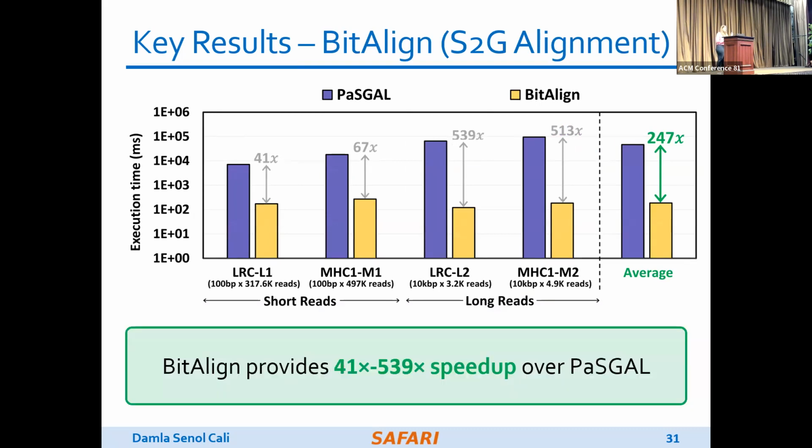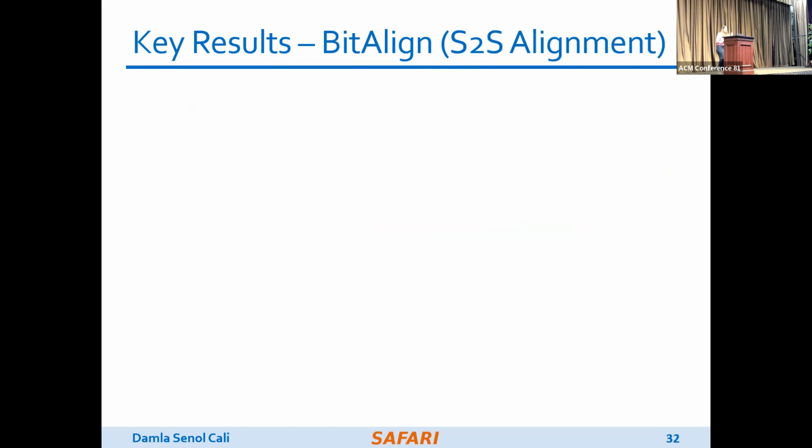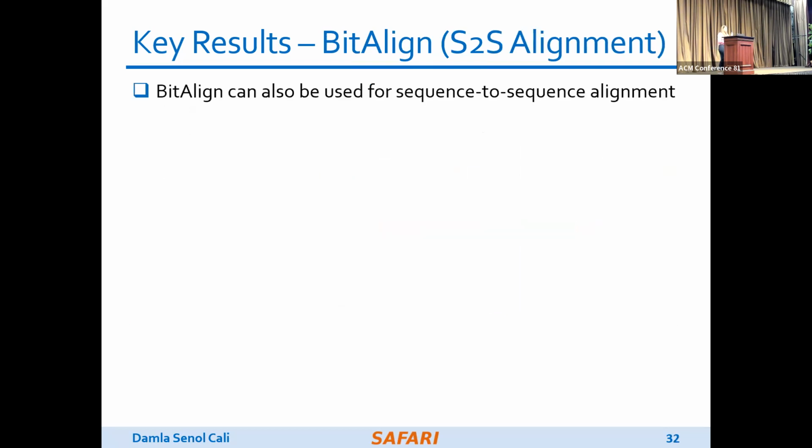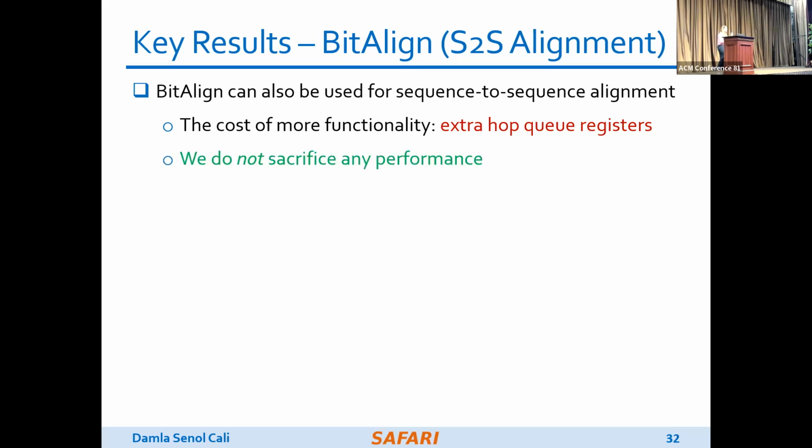And we find that depending on various data sets, as you can see here, BitAlign provides between 4 times to more than 500 times speed up over Pascal. And as we said, BitAlign can also be used for sequence to sequence alignment, but the cost of more functionality is extra hop queue registers in order to support sequence to graph alignment as well. But we don't sacrifice any performance for either use case.